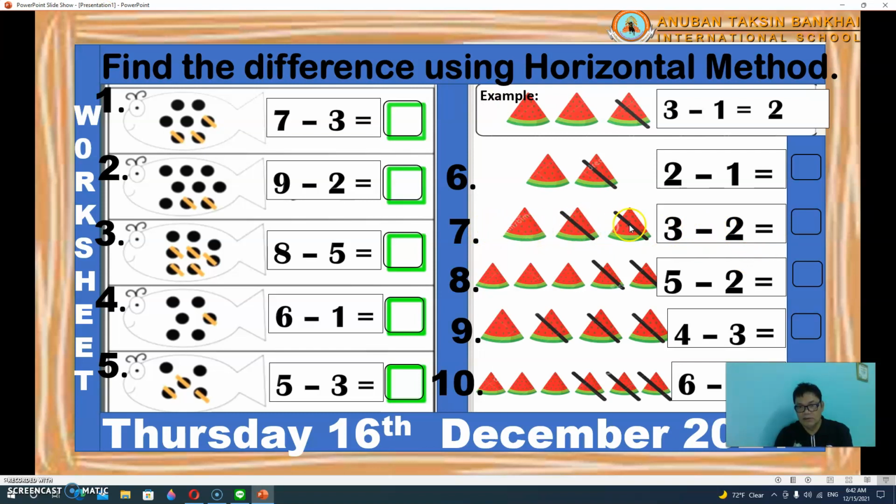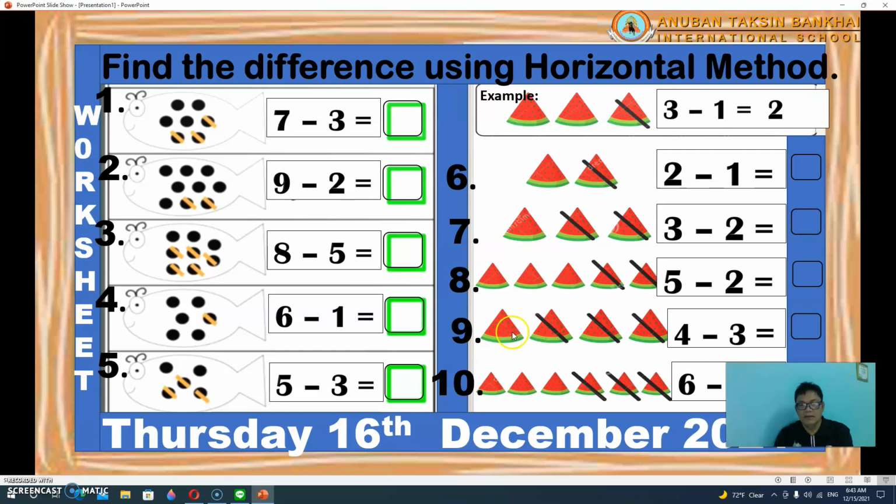Okay. And number 7, 3 minus 2 equals, okay, 3 minus 2. 3, 1, 2, 3, minus 2, 1, 2. So what is your answer? 1. 3 minus 2 equals 1. Okay, and number 8, 5 minus 2 equals 1, 2, 3, 4, 5. Minus 2, 1, 2. So what is your answer? 1, 2, 3. So your answer is 3.